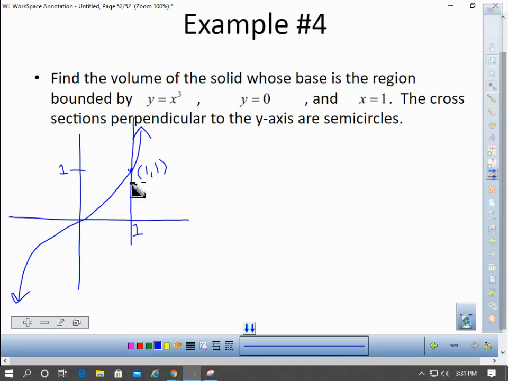So we're talking about the region between x cubed, the x-axis, y equals 0, and the line x equals 1, which is the vertical line here. So we're talking about this region in here. So it's got a little curved edge here. It's not quite triangular. It's got a little curved edge here, and then a vertical and a horizontal.